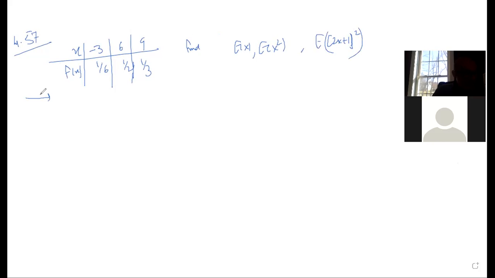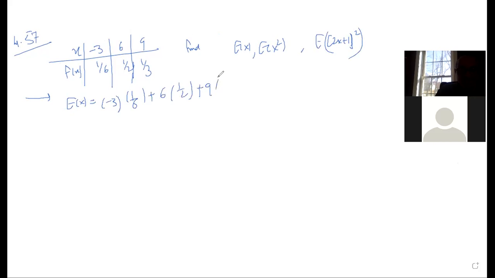Okay, so the solution goes like this. Suppose I have E of X. E of X is very simple, right? Just multiply this with this. So it is -3 multiplied by 1/6, 6 multiplied by 1/2, and 9 multiplied by 1/3. And you are getting one number, 11 by 3, not 2.